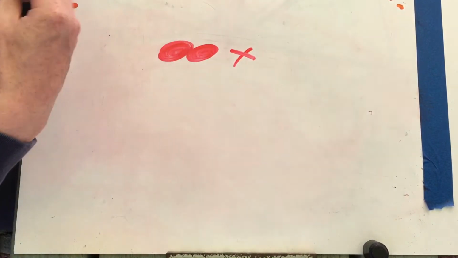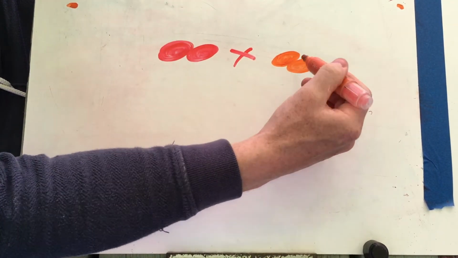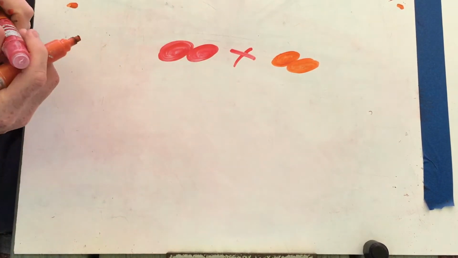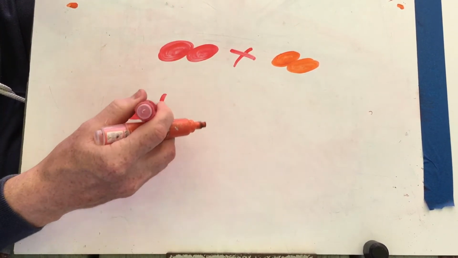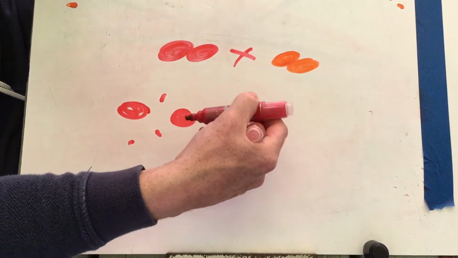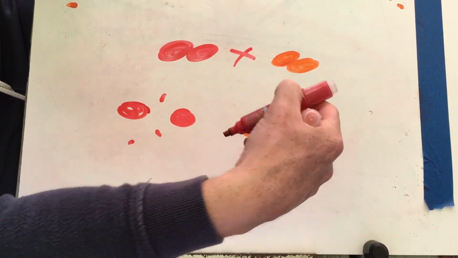I say I've got these red atoms and these orange atoms. If I add them together, I collide them in an environment with enough activation energy, maybe I heat them up, or maybe I add a catalyst. If I get them to react, first I've got to break them apart.